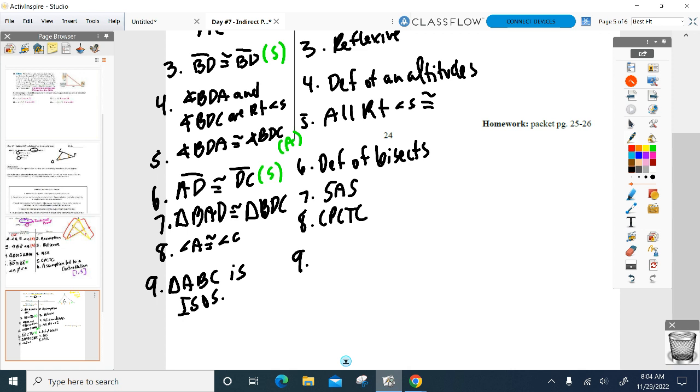Where's 9? How do we know it's isosceles? Look at all the work we just did. What did you just write in step 8? Well, no, even in the statements, what did we write? So why does that make triangle ABC isosceles? In a triangle, 2 angles, what about them? 2 angles congruent implies I have an isosceles triangle. Yep. Whew.